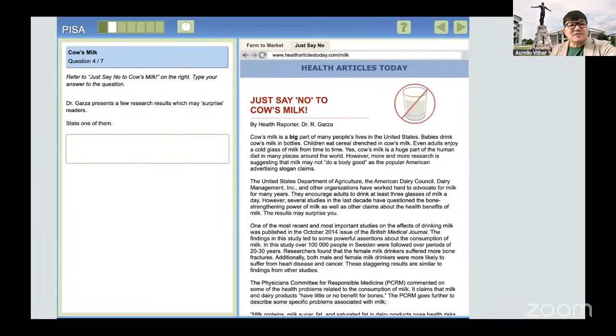Now, this is the hardest. Refer to "Say No to Cow's Milk" on the right. Type your answer in the question. Dr. Garza presents a few research results which may surprise the readers. State one of them. What can you say about this?